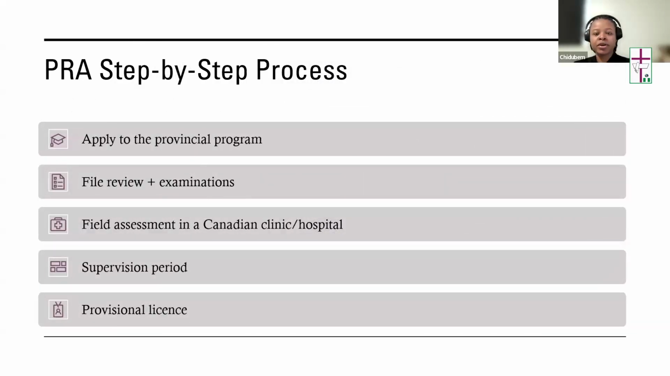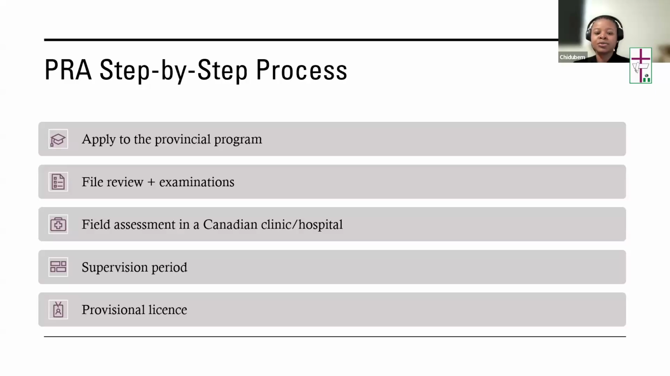This is a summary of the step-by-step process for PRA. You apply directly to the province, and then they review your documents, review your exams and everything, and let you know if you qualify or not. If they approve, they will need you to sit for an exam we call TDM, the Therapeutic Decision Making Exam.